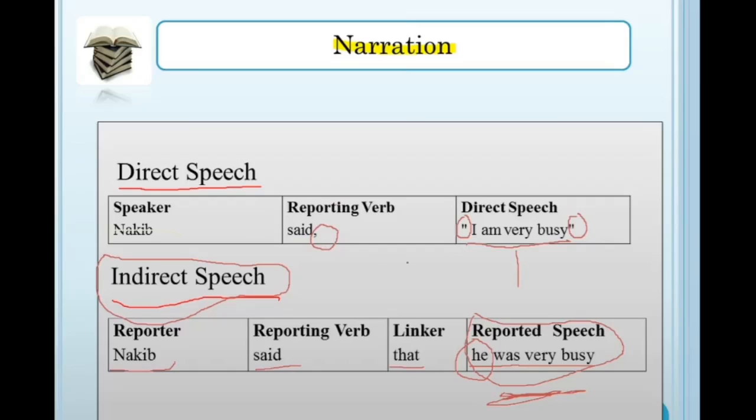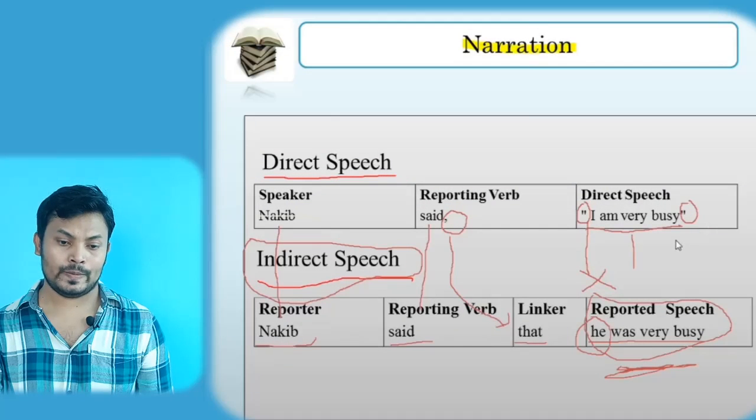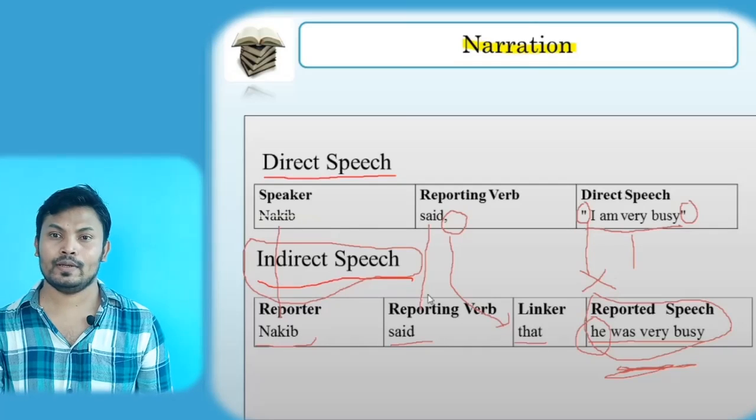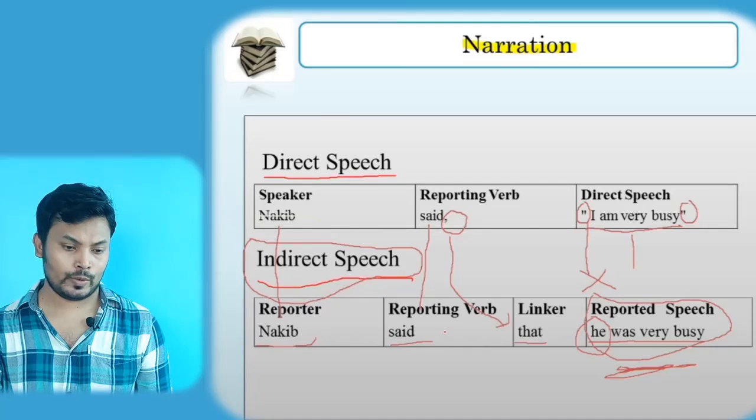When we are going to transform it, Nakib will remain the same, and then the reporting verb said, and instead of the comma we shall use that. Nakib said that, and then we will remove the inverted commas, and we will change the subject of the direct speech according to the speaker, and then the tense also will be changed. Okay, later we'll discuss all the theories.